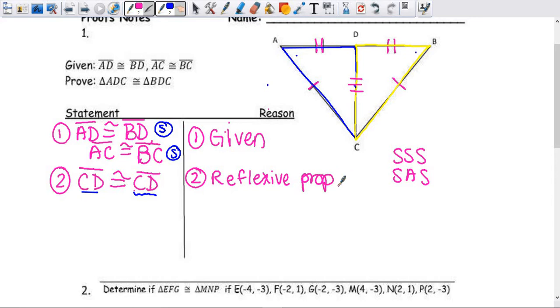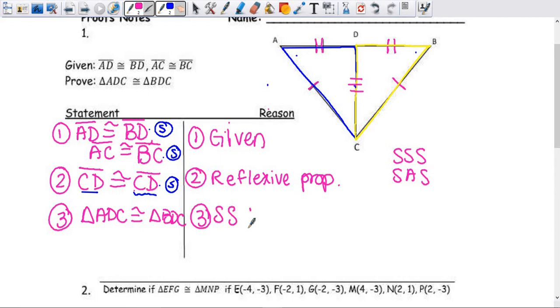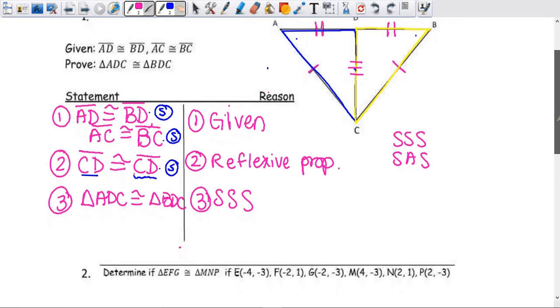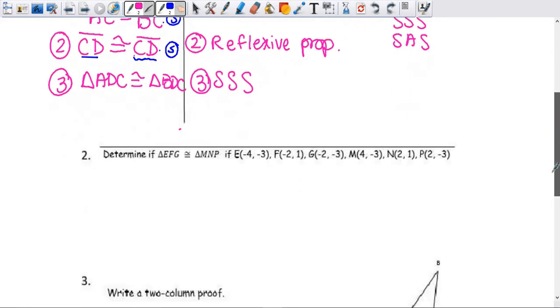All right, now I have 3 sides. That's what I look at. I like to count what kinds of statements I have. So if I have side, side, side, I can now just say that triangle ADC is congruent to triangle BDC by side, side, side. Okay? Some of them will be just as simple as that, 3 statements.